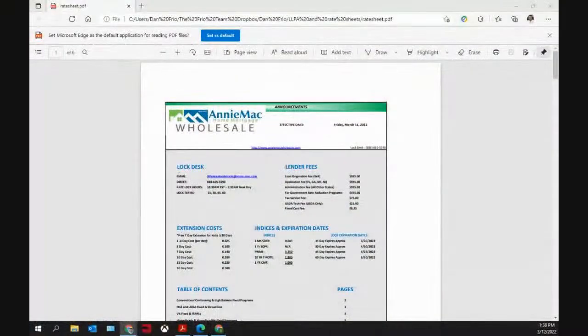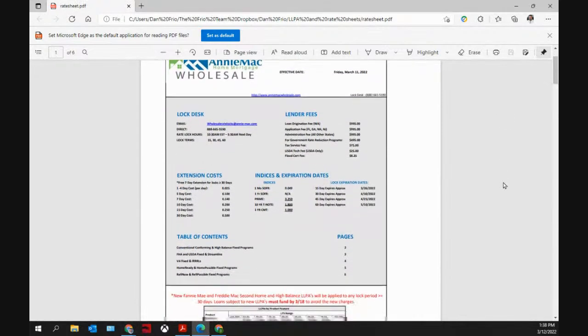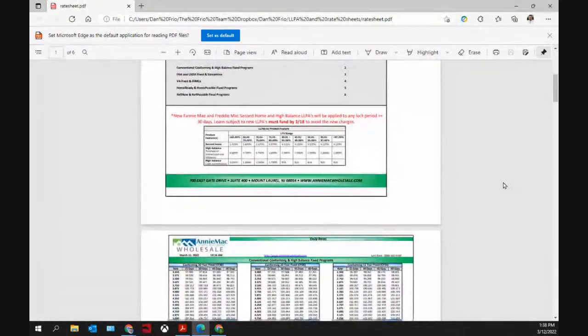I bet you didn't know all these components of a mortgage rate. All right, so the first thing we're going to get to, and I'm going to show you these things as we move forward. I went through the mortgage types and everything. Let's go over and see a rate sheet. This is from AnnieMac, and you can go through.